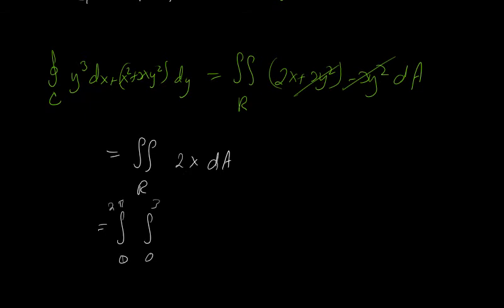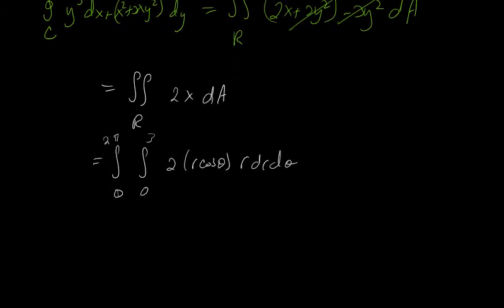Okay, and then we've got 2x, but x is of course our cosine of theta, and then r dr d theta is dA. So there it is, a standard double integral. We've been doing these for a while now. So this is going to be the integral from 0 to 2 pi of 2r squared cosine theta.